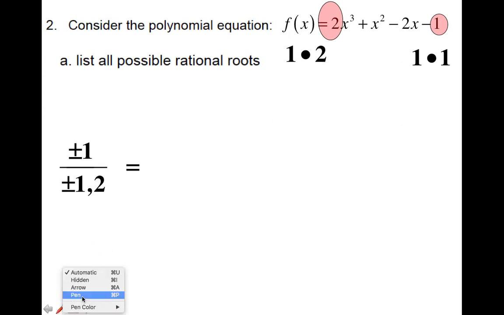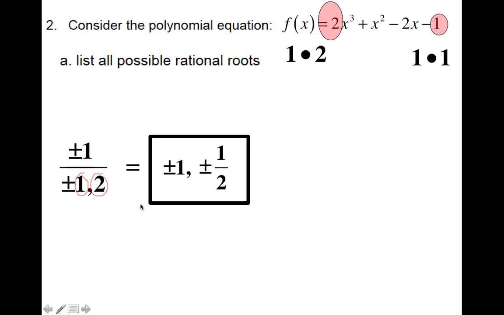So now we have to divide the 1 on top by the 1 on the bottom. So we have 1 divided by 1, which is plus or minus 1. Then we can divide by 2. So 1 divided by 2 is plus or minus a half. So those are all of the possible rational roots. Notice there are 4 possibilities. Doesn't mean they all will work.